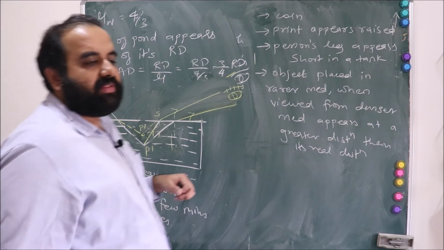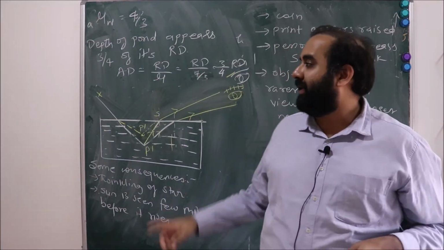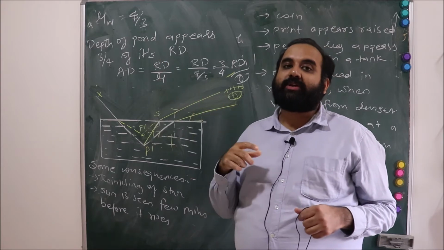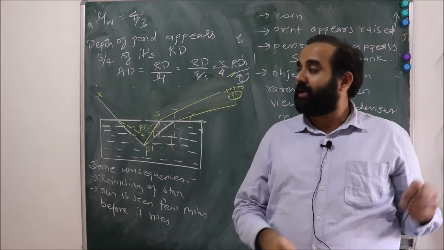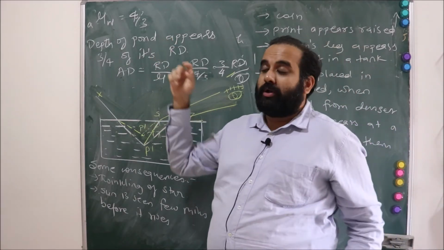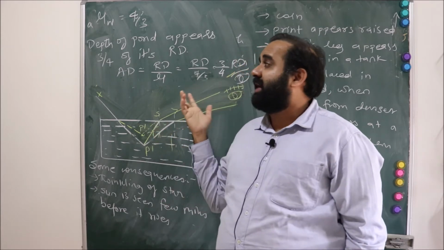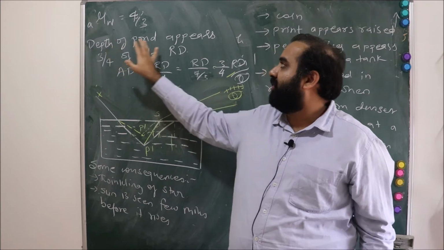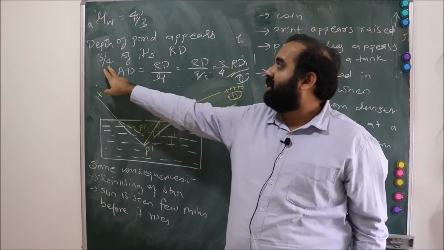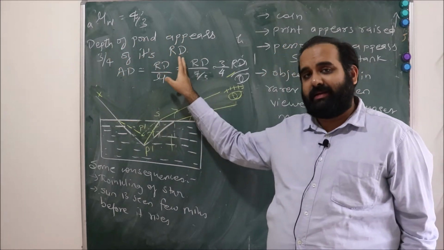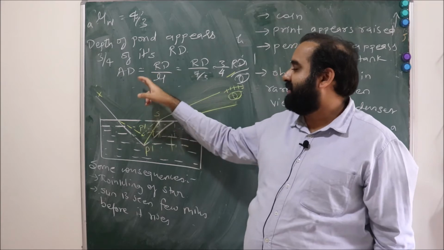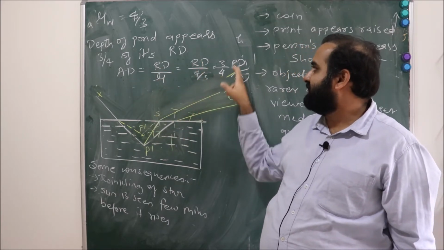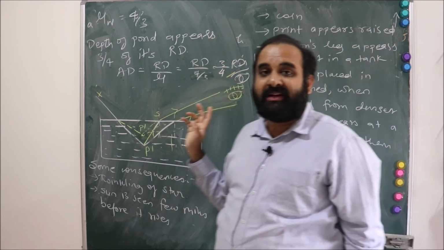Continuing, we are going to take the second example, which mentions that the refractive index of water with respect to air is 4/3. What it means actually, this kind of question can be asked in application based questions. Pay attention, students. The depth of the pond will appear 3/4 of its real depth. Apparent depth, the formula remains same, RD upon mu. So RD upon 4/3 comes to 3/4 of the real depth.